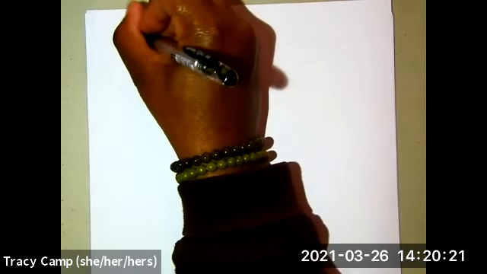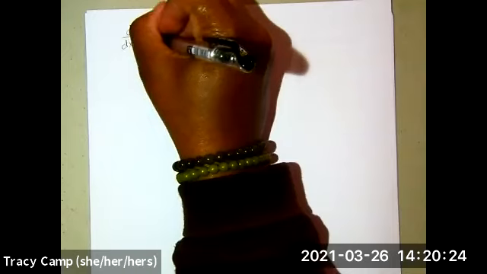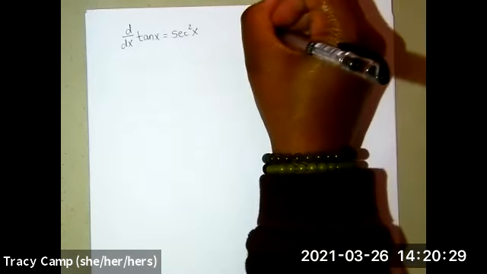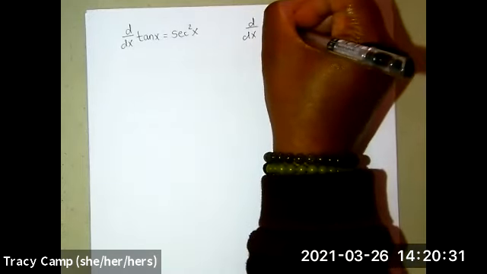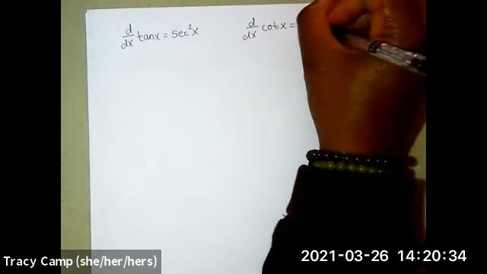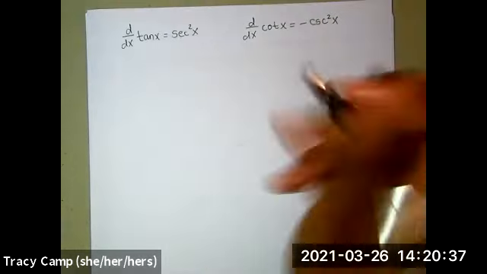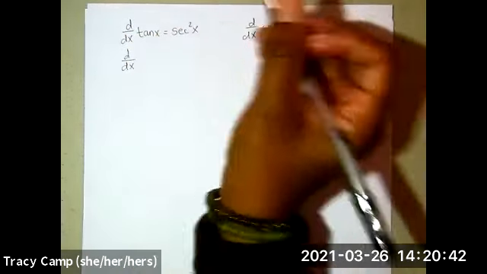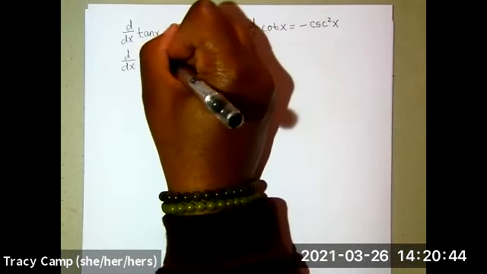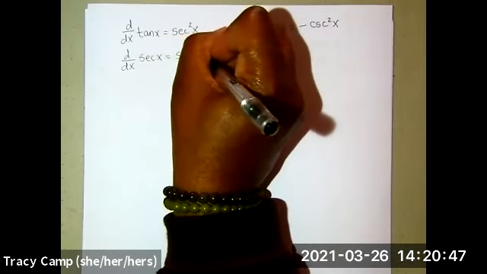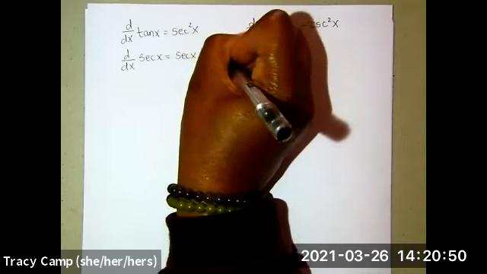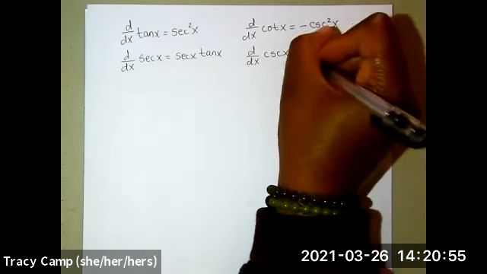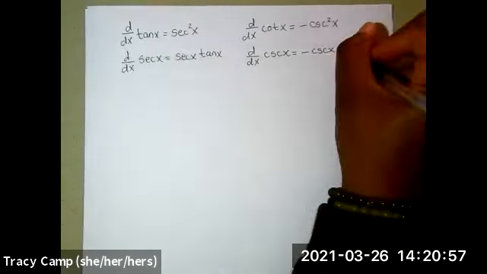So just a reminder, the derivative of tangent is secant squared x, the derivative of cotangent x is negative cosecant squared x. The derivative of secant x is secant x tangent x. And then the derivative of cosecant is negative cosecant cotangent.